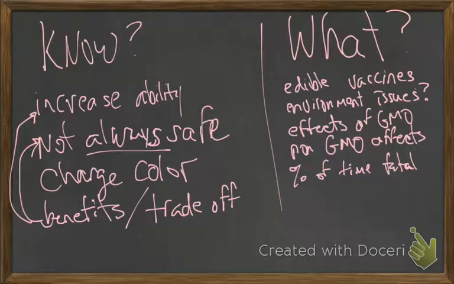We know that they increase the efficiency or the ability of the organism we're modifying. They might not always be safe. We can do things like changing the color, changing the benefit of it, changing the aromaticity of it, whatever it is. But there's also benefits. But with those benefits, it becomes trade-offs.